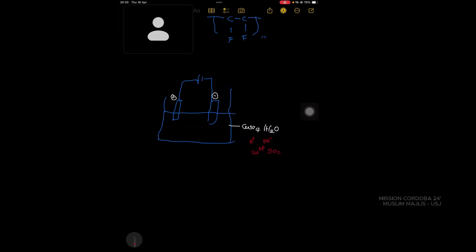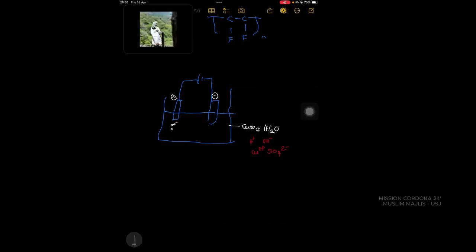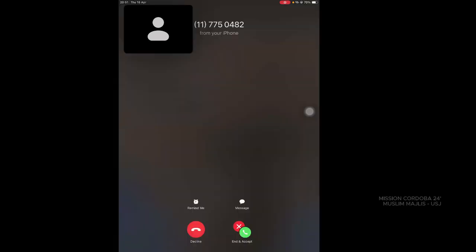Now tell me, closer to the positive electrode, who will go? OH minus and SO4 2 minus. Closer to the negative electrode, who will go? H plus and Cu2 plus. Right.